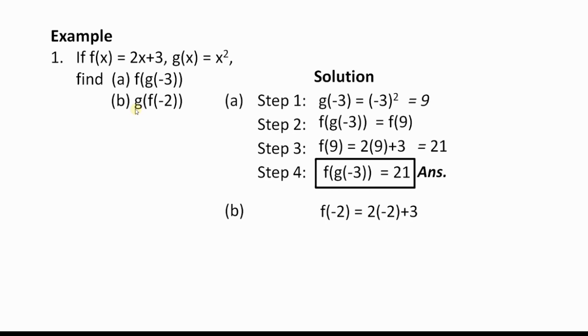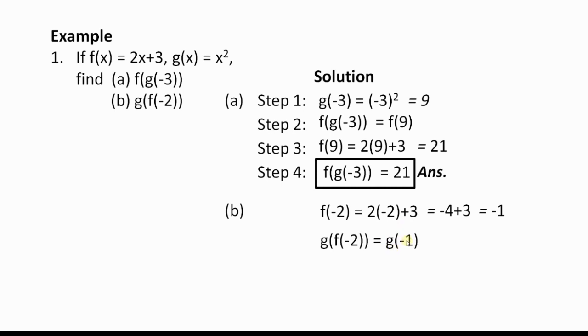B says g of f of minus 2. What we would love to do is to evaluate the inner function, which is f of minus 2 equals 2 times minus 2 plus 3, from the f function. So we have 2 times minus 2 is minus 4, plus 3. Minus 4 plus 3 is negative 1. So we replace the inner function in g of f of minus 2 with the value, and we have now our new function g of minus 1.